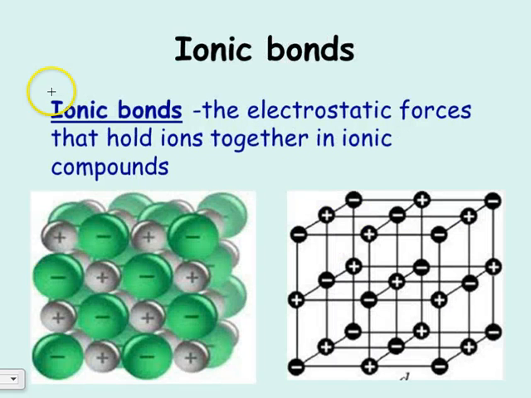An ionic bond. This is the electrostatic forces that hold ions together in an ionic compound. And if we notice here, we have pluses and minuses. We have a positive ion surrounded by negative charges, and a negative ion surrounded by positive charges. So it's that plus and minus attraction that holds these ions together, and we call that electrostatic force.